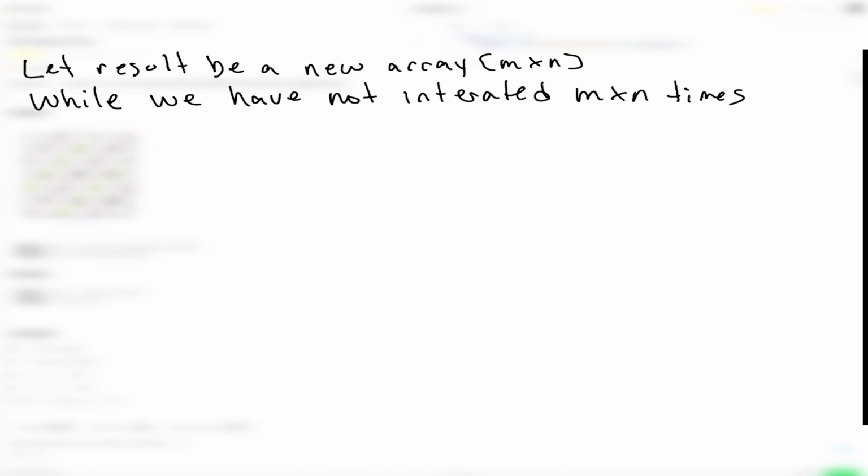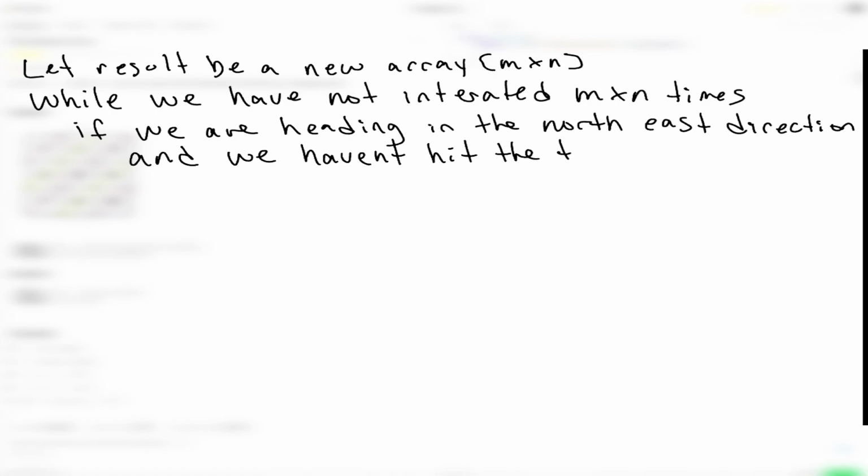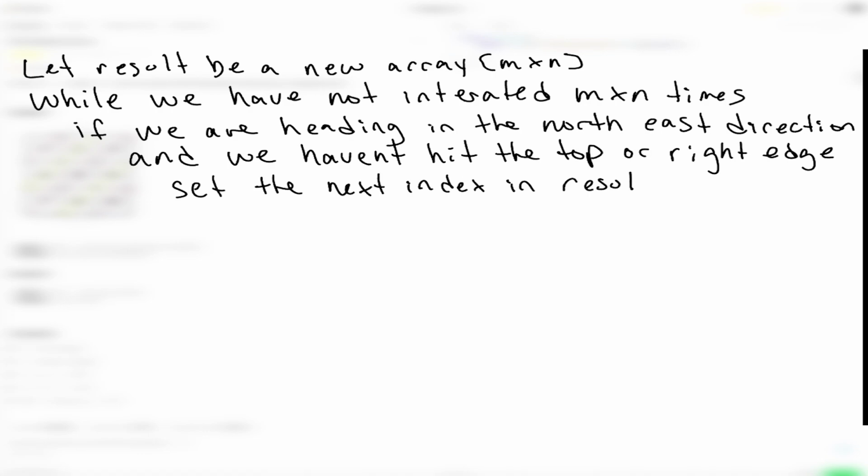After we've done n times, that's basically gone through the entire 2D array. So while we haven't, we want to say if we are heading in the northeast direction and we haven't hit the right or top edge, we want to go ahead and set the index of result to the index of the northeast value of the current in matrix.